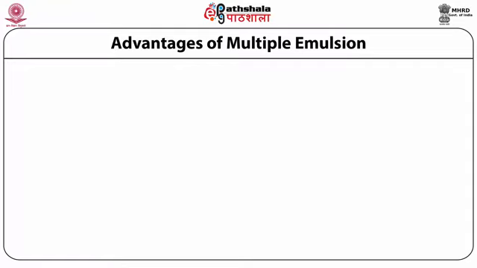Advantages of multiple emulsion system. There are various advantages of multiple emulsion system. They are discussed below. First, masking of unpleasant taste. Since in a multiple emulsion system the drug is generally present in the innermost phase, it is not directly coming in contact with the tongue, and that's why multiple emulsion systems can be given by oral route.